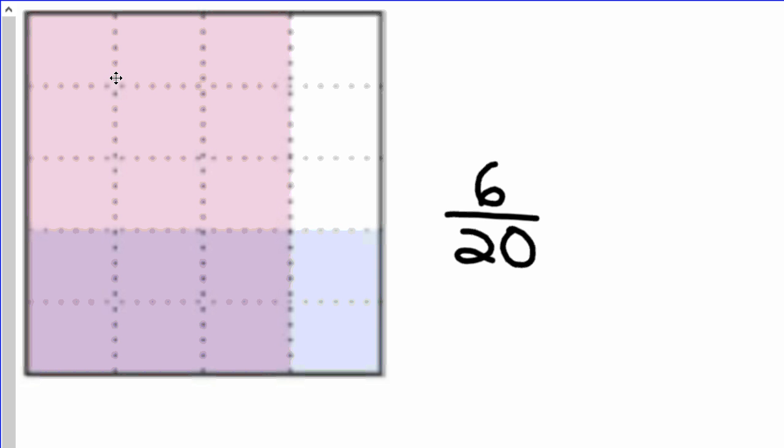So, Mr. Renfro, you're telling me that you combine these two models, the answer is 6/20. Yes, the answer is 6/20. But what if the model was already combined? In this example, we've already had two colors combined into this multiplication model or array.